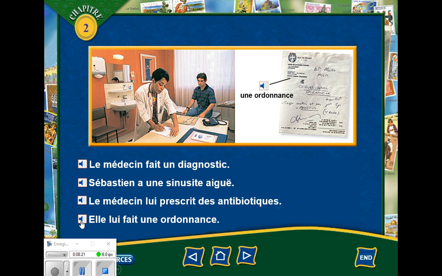Elle lui fait une ordonnance. Here, faire is being used idiomatically. She makes him a prescription. We usually say a doctor writes a prescription. In France, we use the verb faire. We don't use the verb écrire, to write. We say elle lui fait une ordonnance. She makes him a prescription.